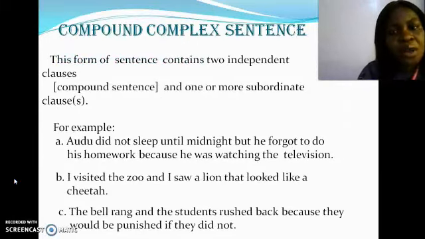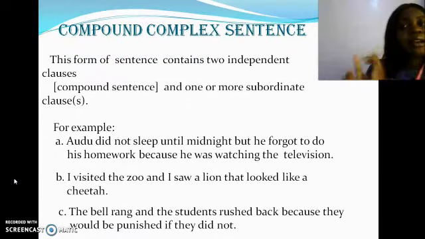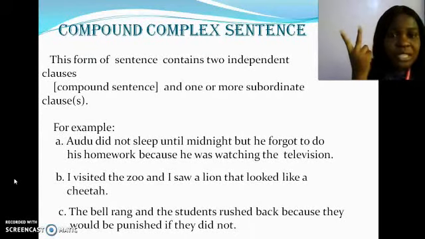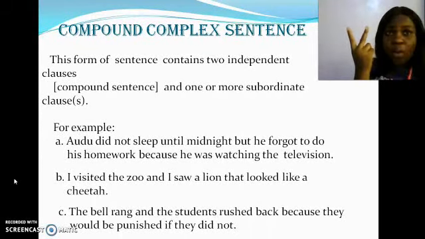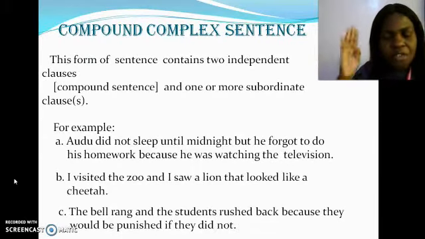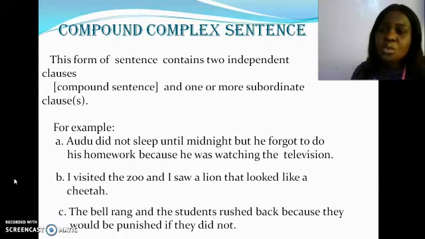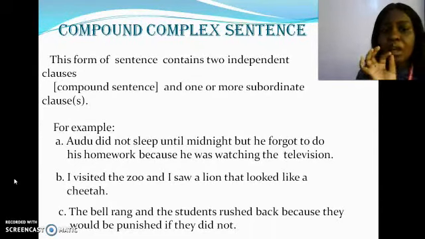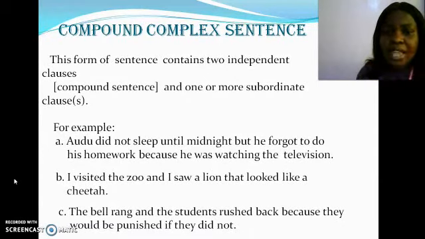Alright, finally we'll look at the compound complex sentence. Hello friends, calm down. Compound, two simple sentences. Complex, one simple sentence, one or more dependent clauses. So don't get confused. First of all, you have a compound formation. And then you have maybe one or two subordinate clauses just come together. That's it. It's not difficult. Alright. A compound complex sentence is a form of sentence which contains two independent clauses and one or more subordinate clause or clauses.